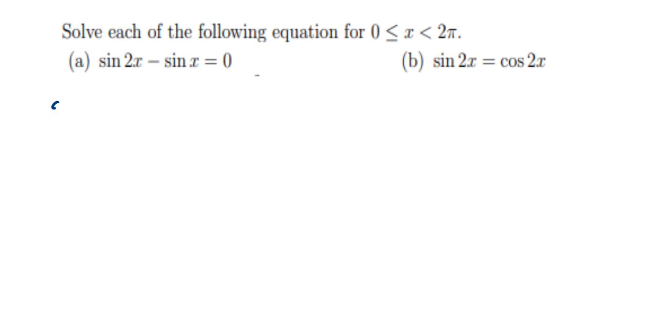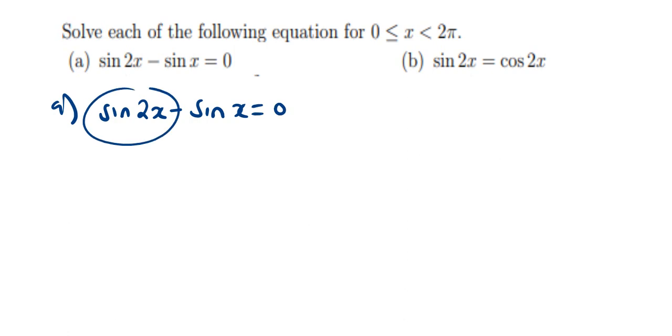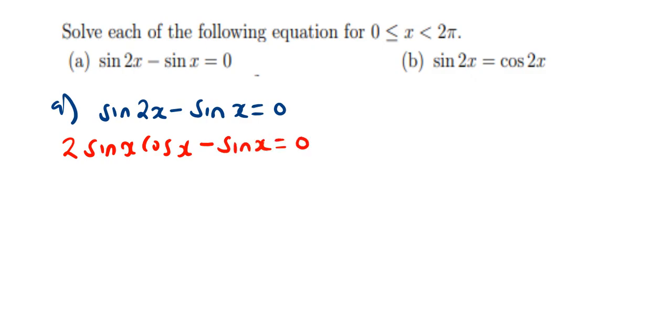So A, we are solving sine 2x minus sine x is equal to 0. Now, what is sine 2x? Don't be a master of your identities. Sine 2x, we said, is just the same as 2 sine x cos x. Then we put the other term that remains in the equation, minus sine x, is equal to 0. Now from here you can see we've got this part and that part, and sine x is common, so we can factorize.